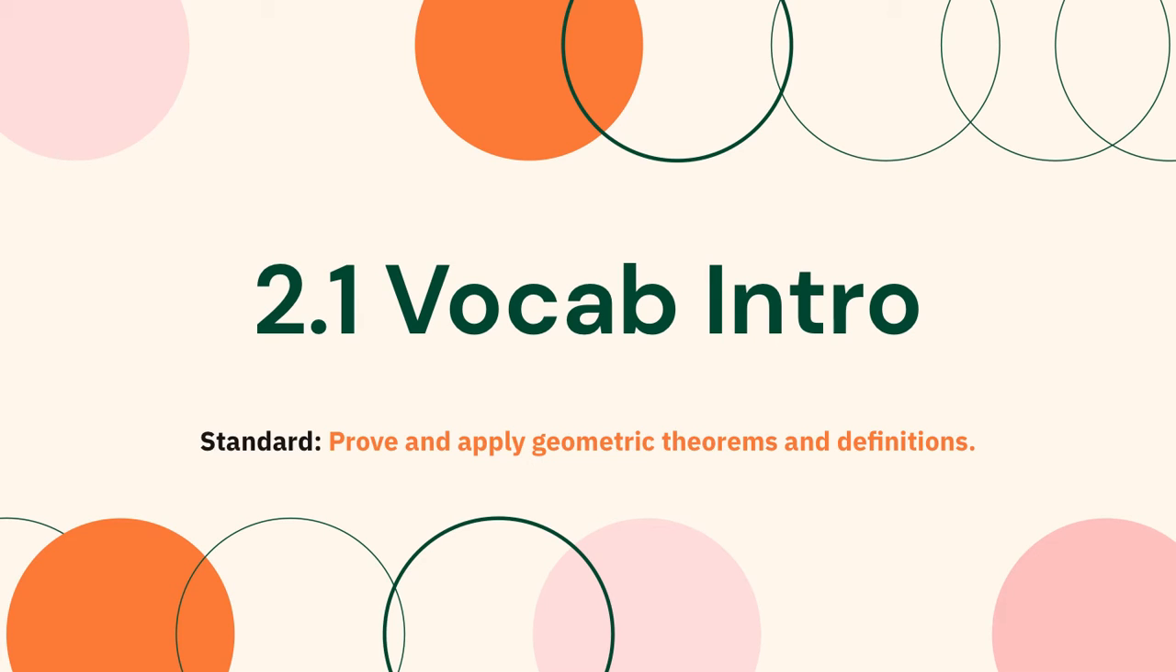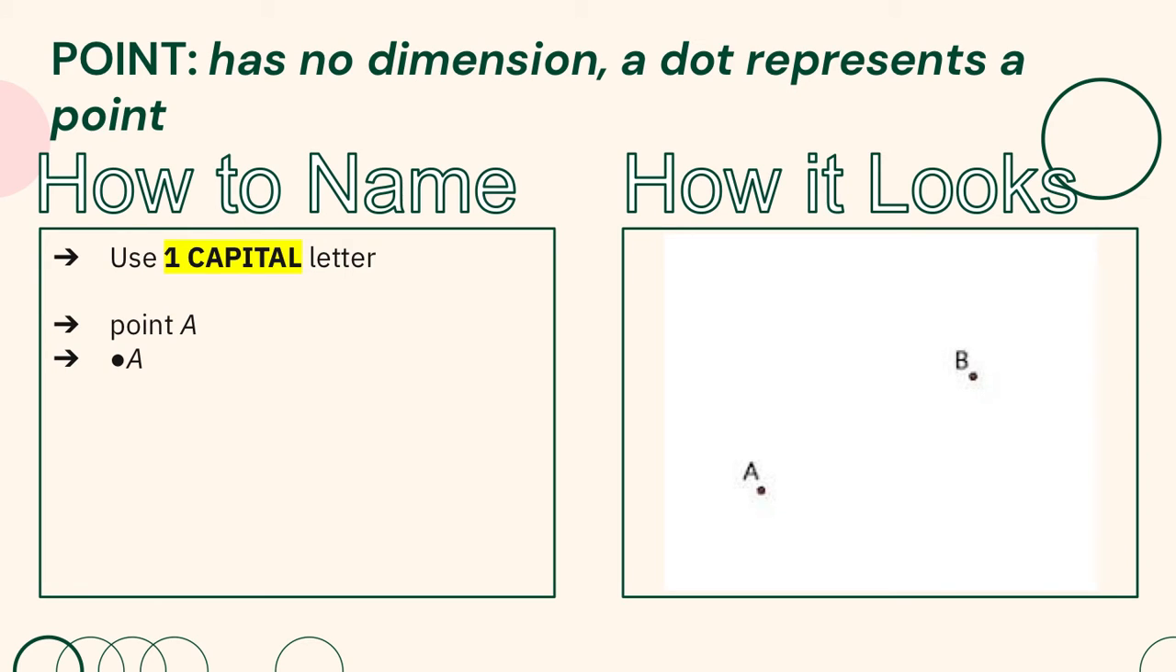Today we are going to review some of our geometry vocabulary so that we make sure we are prepared to talk about lines, segments, points, and so on. So a point has no dimension. It is a dot, and that's all that we see. In order to name it, we use one capital letter, and so you can either call it point A, or you can put a dot and then write A, and that also means point A. And then it just looks like what we see here, where we just have point A and point B.